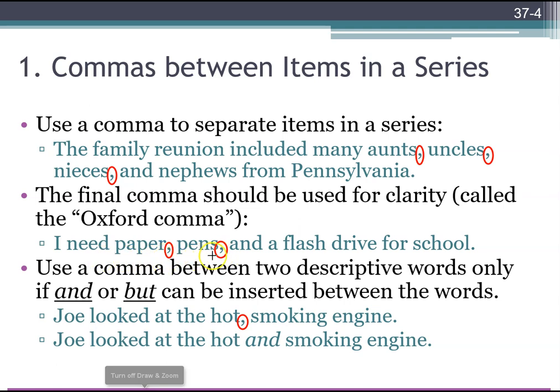I need paper, pens, and a flash drive. And finally, we do use a comma between two descriptive words or two adjectives if you can insert "and" or "but" between the two descriptive words. So we have, Joe looked at the hot, smoking engine. We do want to put a comma between "hot" and "smoking," these two descriptive words, because we can insert the word "and" between the two of them.